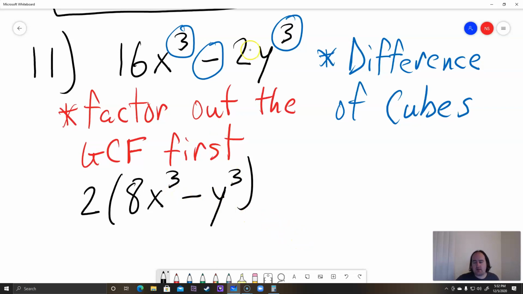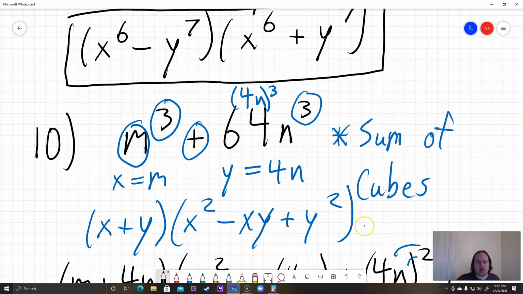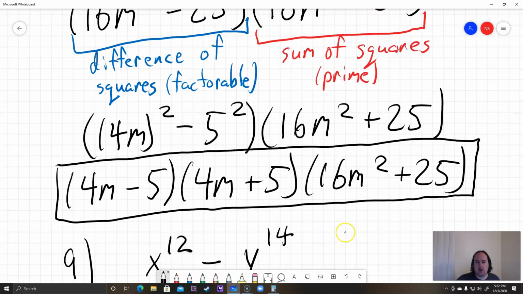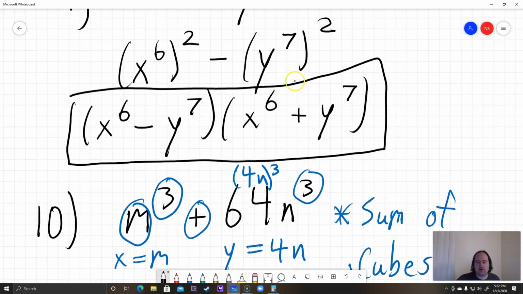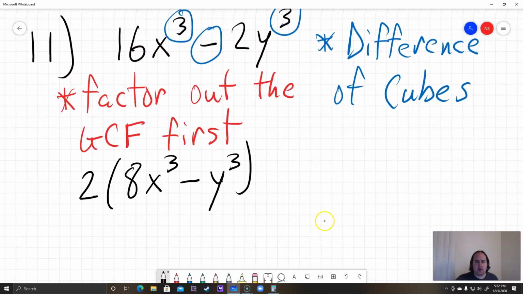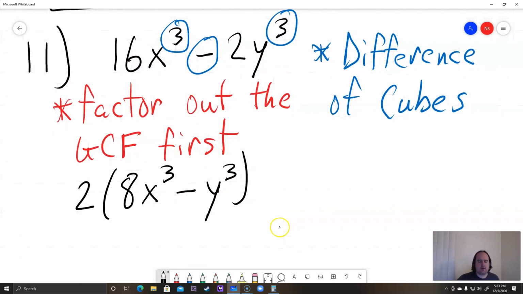And this is a problem where it has a GCF. On most of the other problems we've dealt with, there was no GCF that we needed to factor out. So if there's no GCF to factor out, you don't have to worry about that step. But on this one, there's a common factor of 2, so we have to factor it out at the beginning. Okay? So what we do next is, now we can go ahead and apply the difference of cubes.